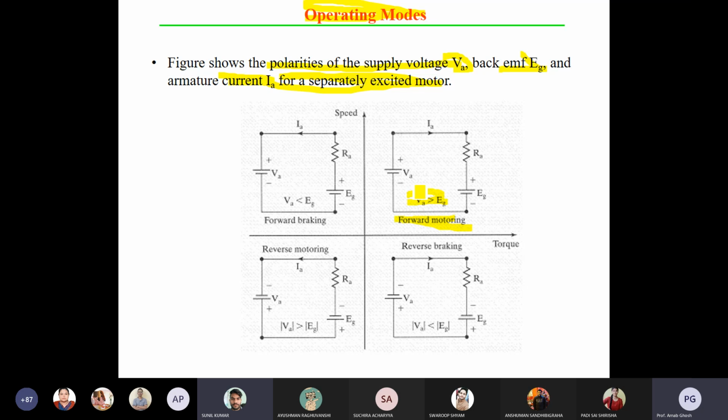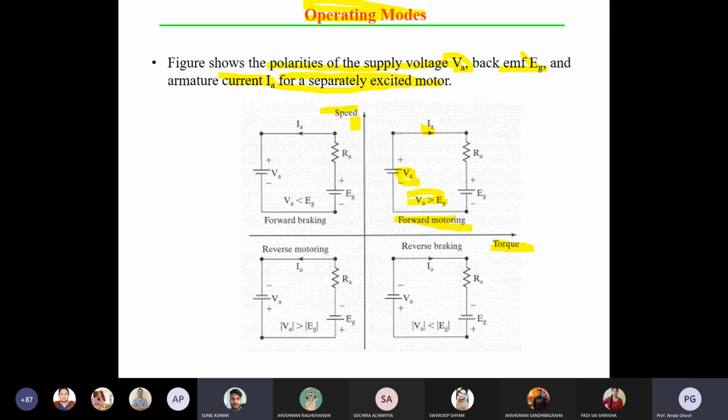Now we are talking about speed-torque characteristics. You can see the x-axis is torque and the y-axis is speed. Both are positive in the first quadrant. In the second quadrant, torque is negative and speed is positive. It is in generating conditions, called forward braking. Third quadrant, what happened? It is like forward motoring, just reversed. It is called reverse motoring.